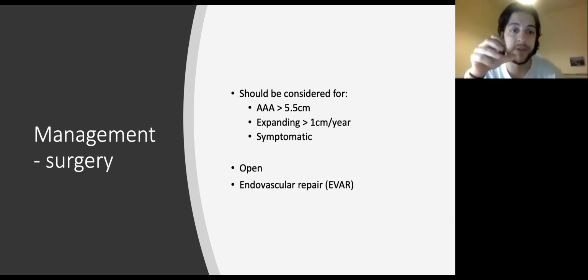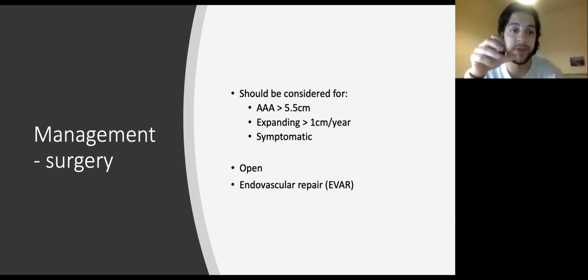Around 50% of patients reach the hospital, and of those that reach the hospital, around another 50% survive the emergency surgery repair. So all in all, that's around 25% of patients with ruptured AAAs will survive. The risk increases exponentially with diameter. The bigger the aneurysm, the higher the risk.